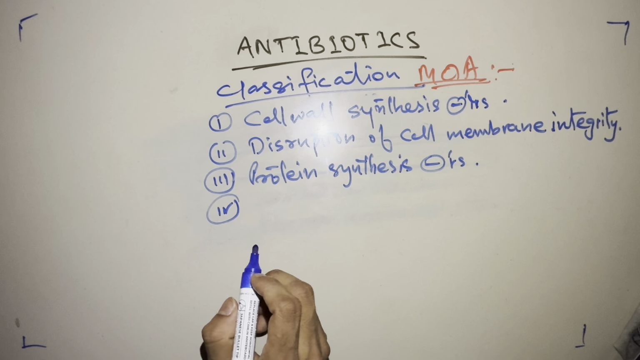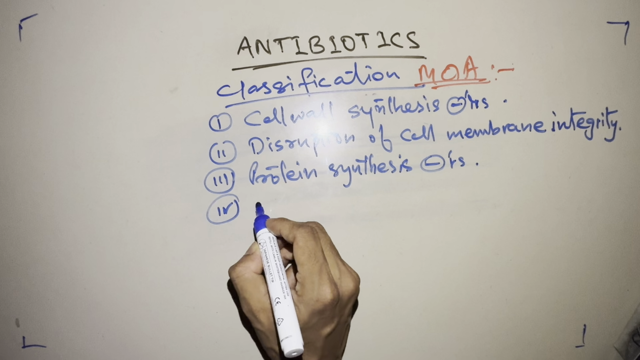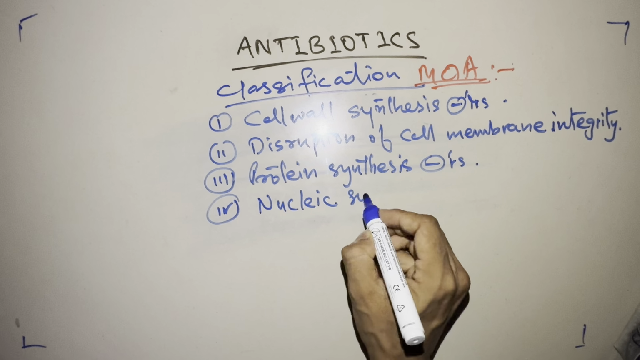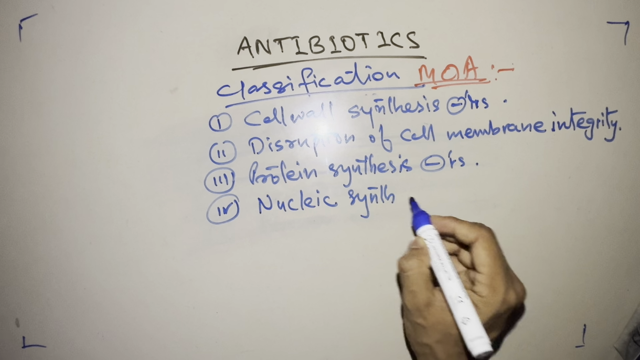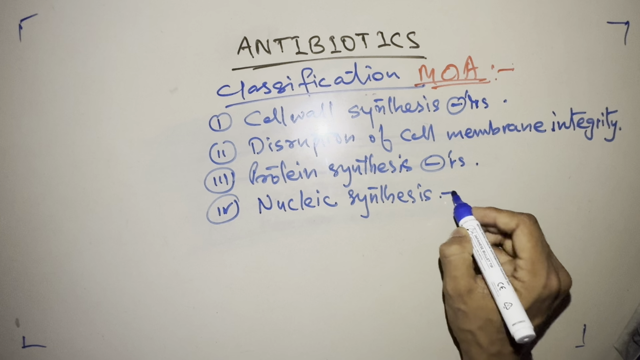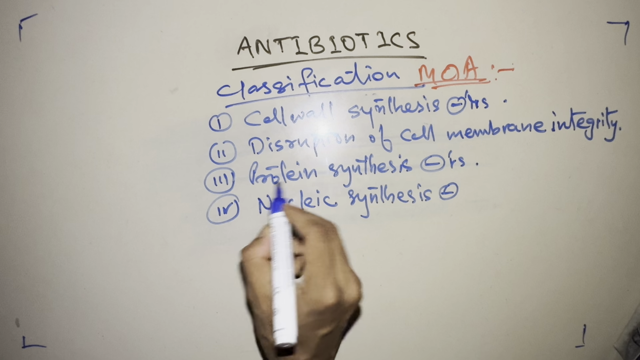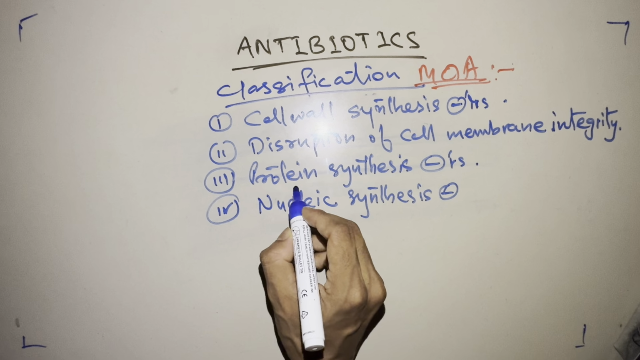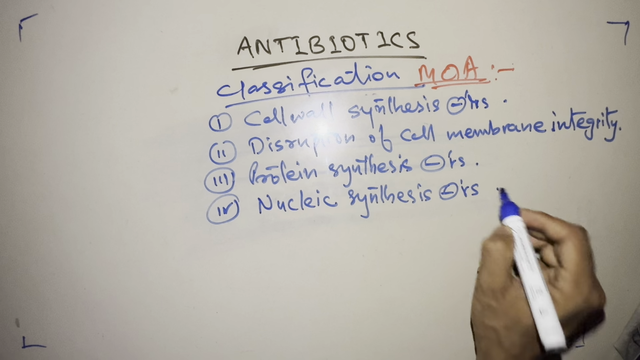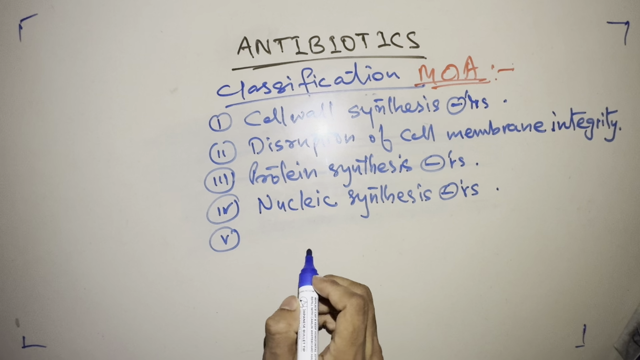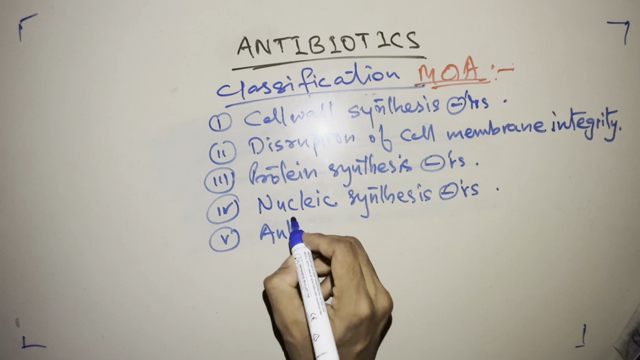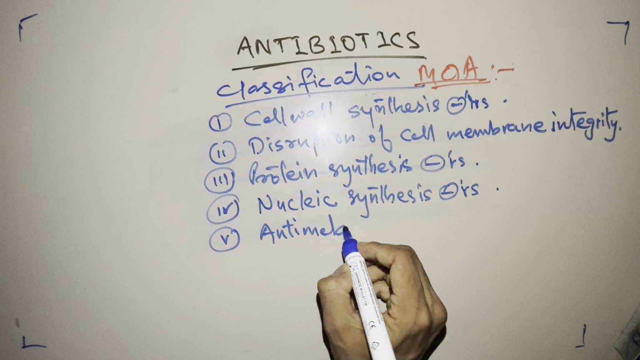Next, number four is nucleic acid synthesis inhibitor. Again, nucleic acid synthesis inhibition ultimately leads to inhibition of protein synthesis. Why? Because when nucleic acid is synthesized less, protein is a type of enzyme. This protein is coming from RNA, and RNA and DNA are types of nucleic acid. And next, number five is anti-metabolites.